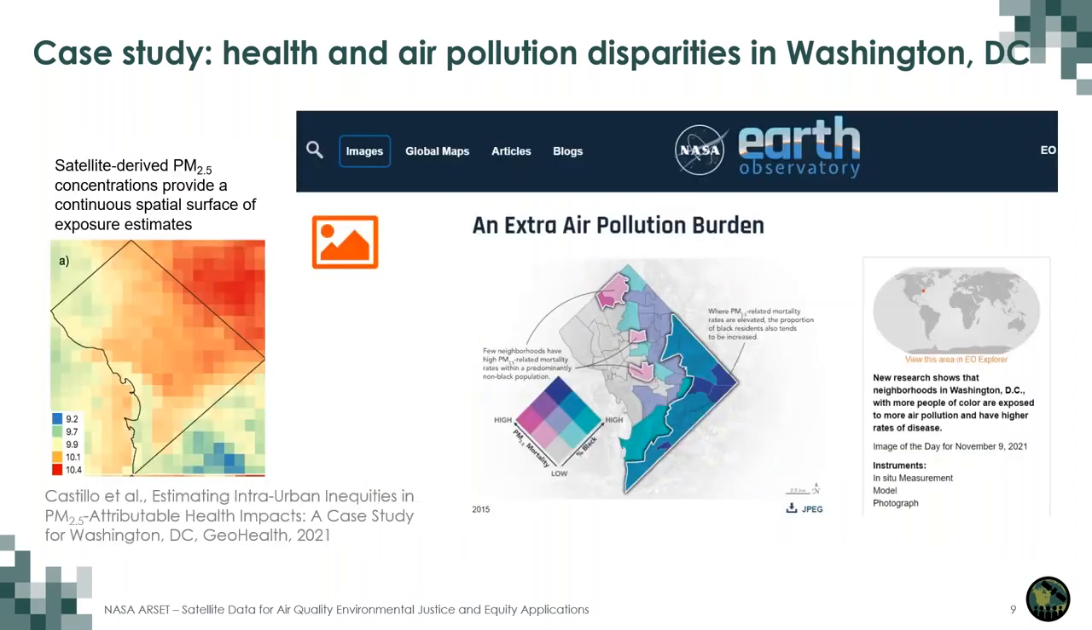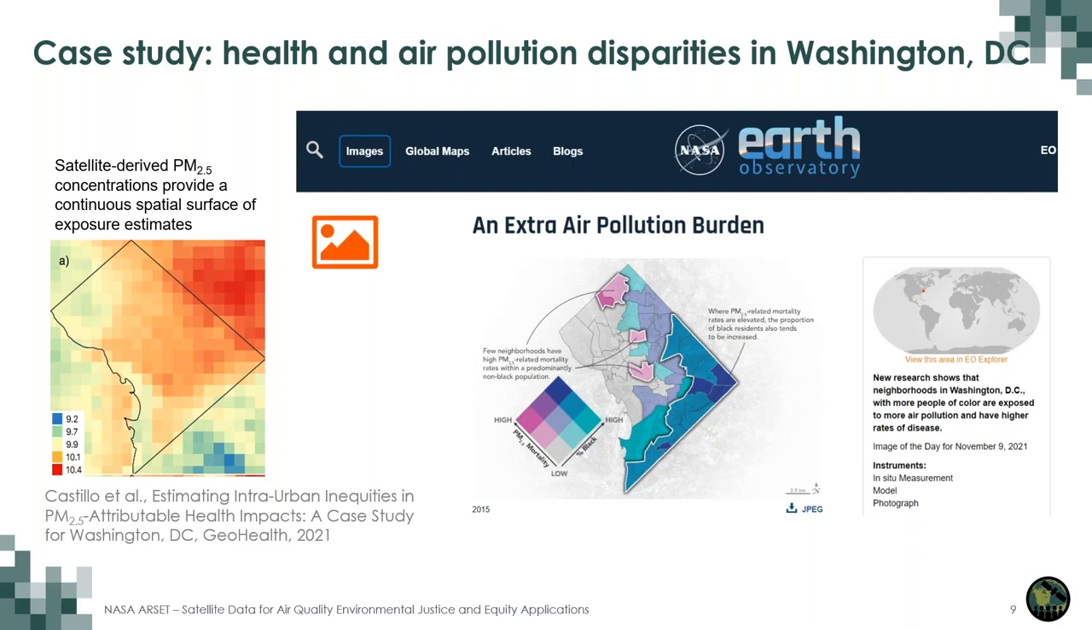So we use satellite-derived PM2.5 concentrations, and you can see those concentrations in the map on the left-hand side here. We have continuous spatial coverage of PM2.5 on a pixel basis across the entire city of DC. And this was published in the journal GeoHealth in 2021. And when we combine information from the satellite-derived PM2.5 with the life expectancy in the previous slide, we can estimate PM2.5-related mortality rates at the neighborhood scale within the District of Columbia.